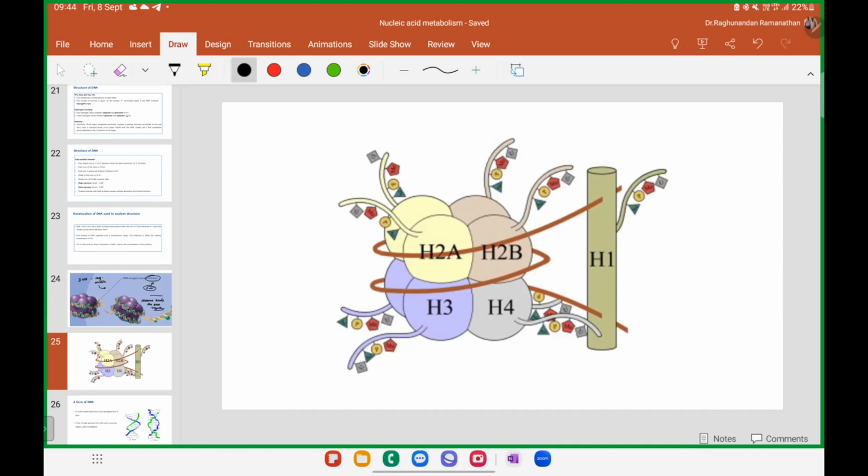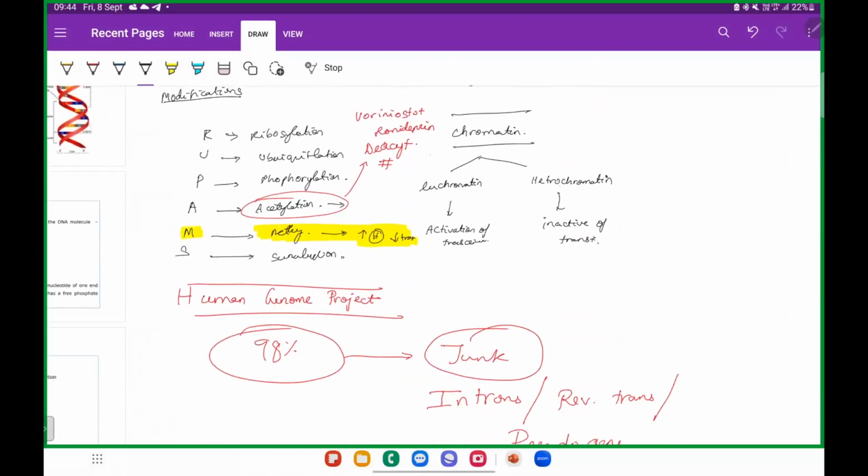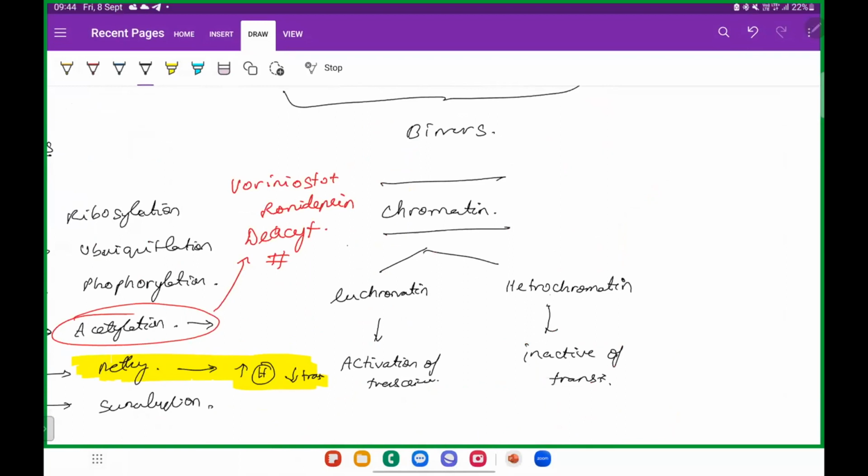This chromatin is of two types: euchromatin and heterochromatin. Euchromatin is activation of your transcription, whereas heterochromatin acts by inhibiting or inactivating your transcription.